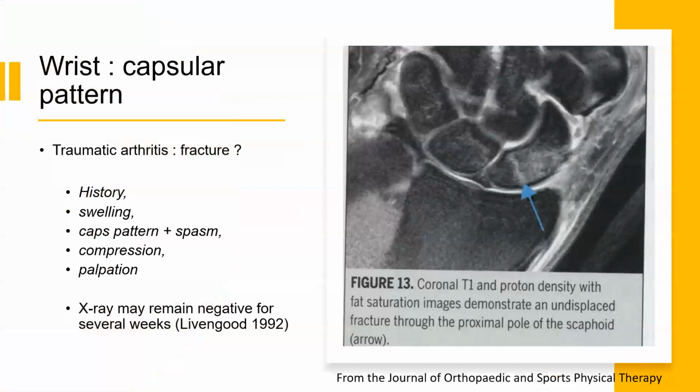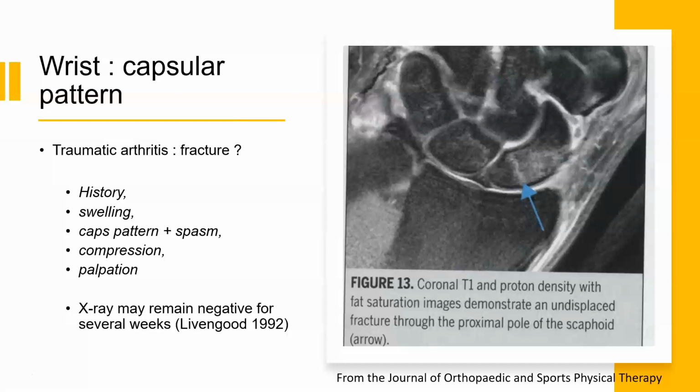The capsular pattern of the wrists. You think of a traumatic arthritis, but perhaps something more is going on. Perhaps there's a fracture of the scaphoid bone. Well, in that case, there are several elements that point in that direction.